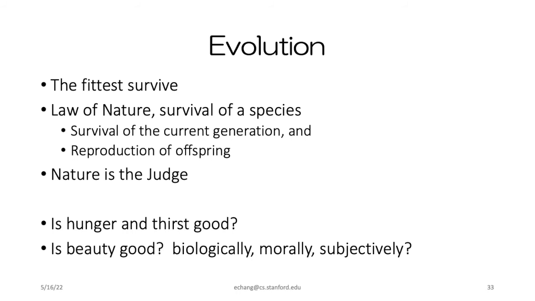Now we have evolution under our belt. We can come back to talking biological terms. So evolution teaches us the fittest survive. And it's a natural law. Survival of a species requires survival of the current generation and the reproduction of the future generations.